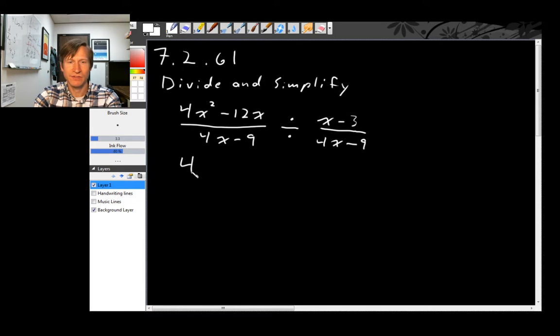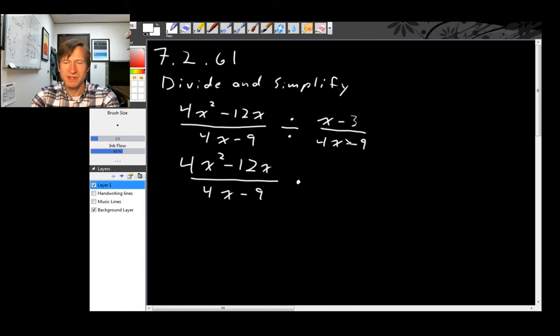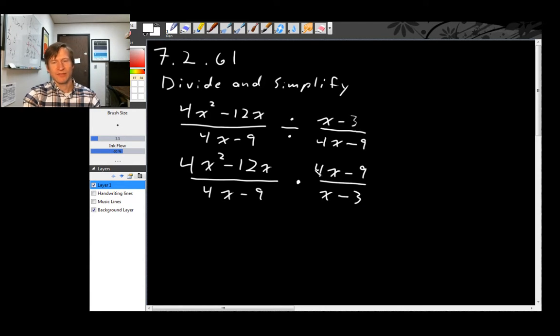So that gives us 4x squared minus 12x over 4x minus 9 times, and then we take the reciprocal of the second rational expression, so 4x minus 9 over x minus 3. All right. And so now we have to multiply these rational expressions.